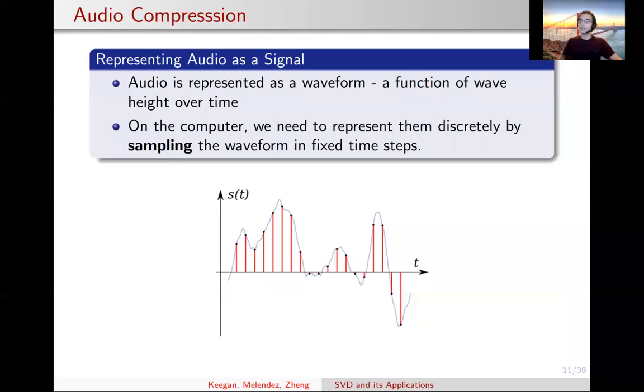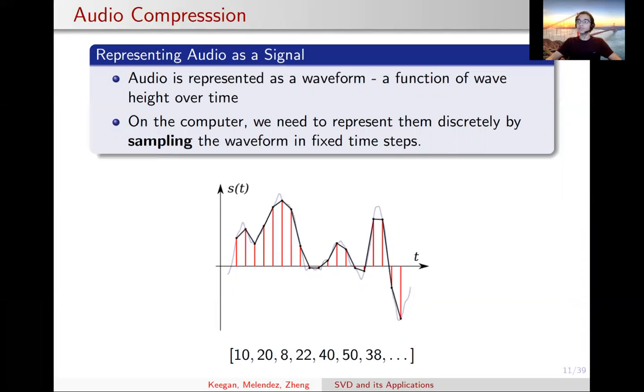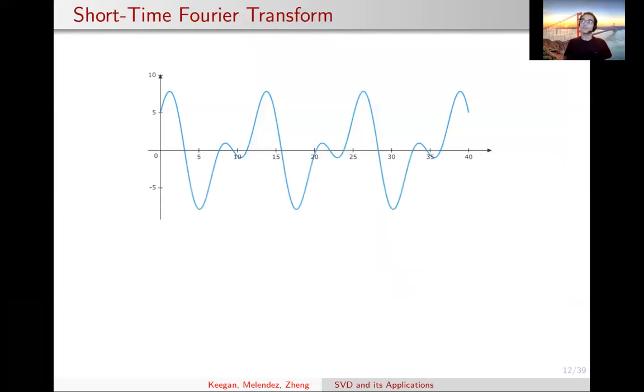Next, we applied SVD techniques to audio compression. We look at an audio signal, which is represented as a sequence of points sampled at discrete time steps from the waveform. So this is amplitude over time. And we want to transform this into a matrix in a way that still represents the structure of the data meaningfully. We do this using what's called a short time Fourier transform.